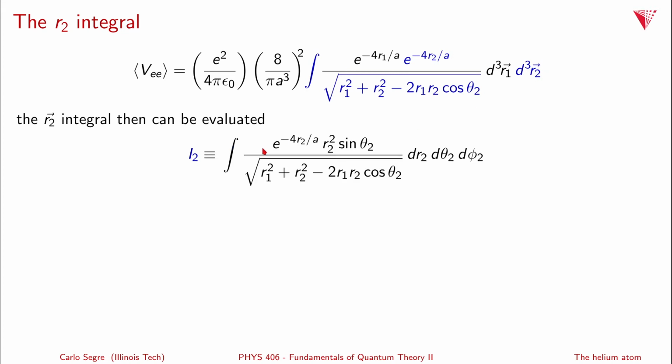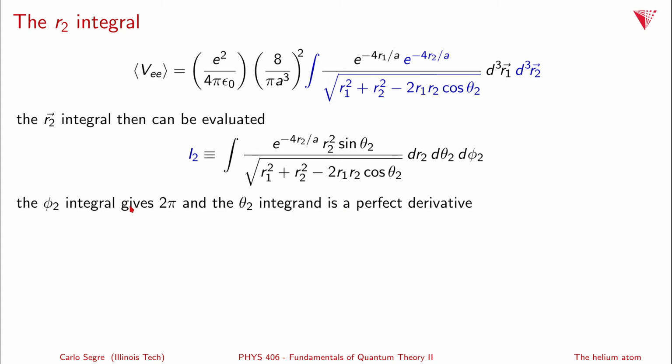When we write that integral out in terms of all its variables, we get e to the minus 4 r2 over a times r2 squared sine theta 2 divided by the square root of r1 squared plus r2 squared minus 2 r1 r2 cosine theta 2, dr2 d theta 2 d phi 2. Right? So we have this as our integration volume. Well, the phi 2 integral is really easy. It just gives us 2 pi because there's no phi 2 dependence here.